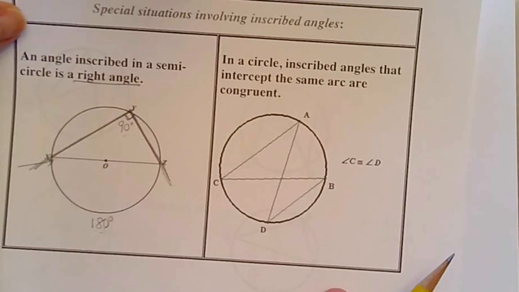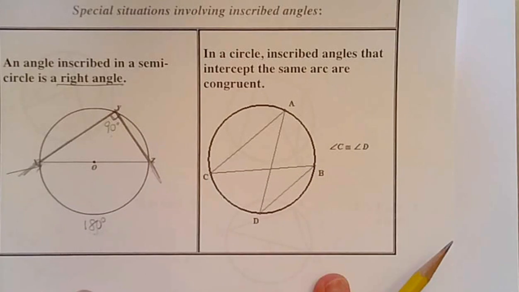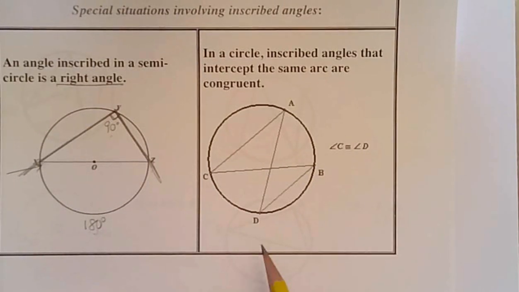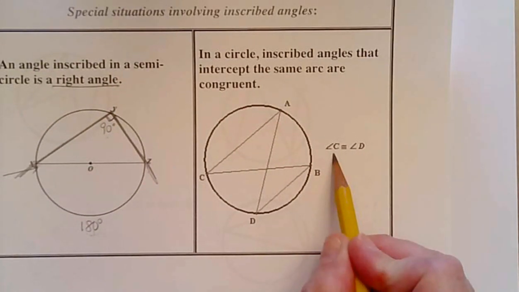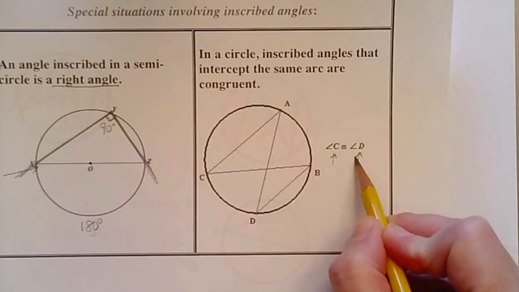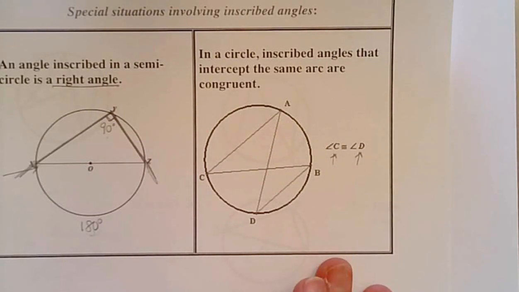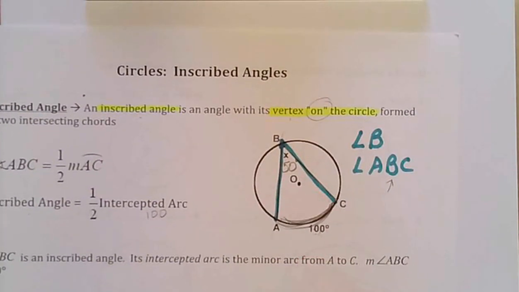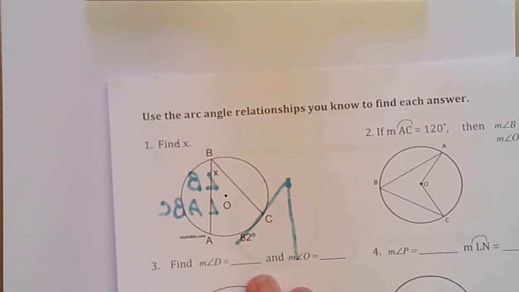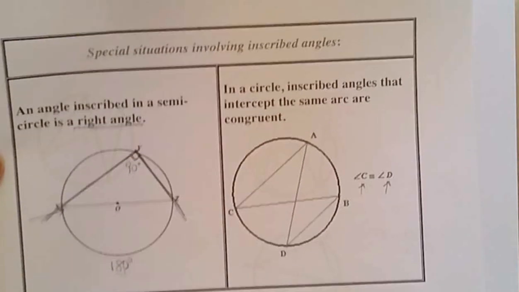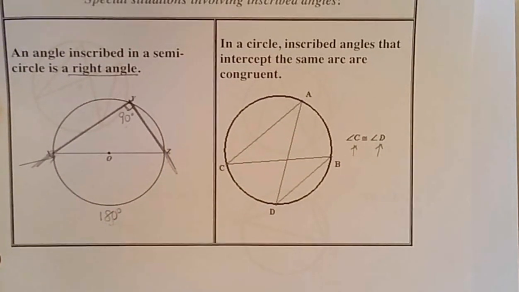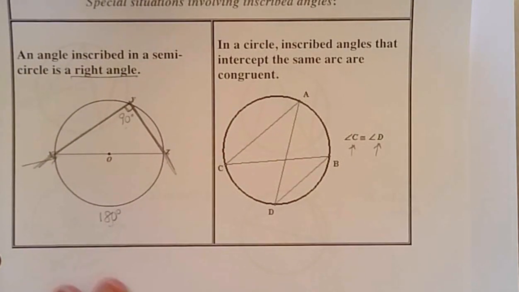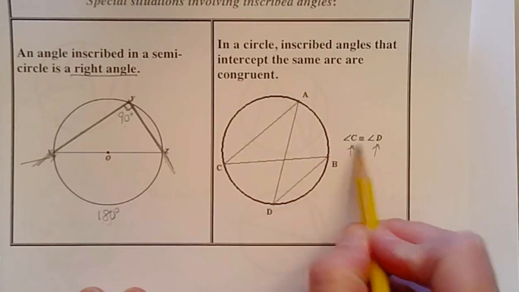This guy over here on the right. Okay, so in a circle, they're talking about angle C and angle D. I want to use markers, but here's what happened. I used markers on the top, but on the back it bled through. So I'm not going to use markers anymore.